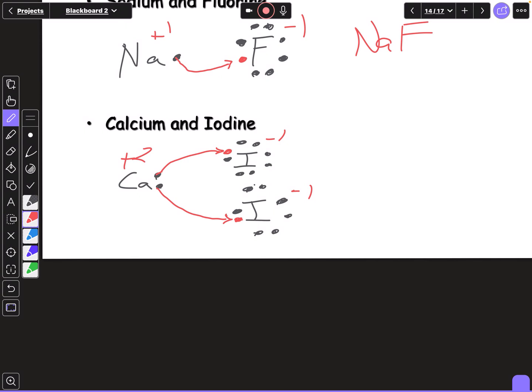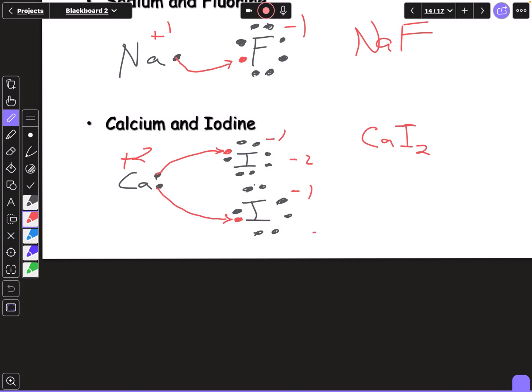So when we write the formula to balance the charge, 2 plus, -1 plus -1 is -2. 2 plus -2 equals 0, so that's what, a compound is neutral. The compound form would be CaI2. Now write 2 as a subscript. This right here means it takes 2 atoms of iodine to balance out the calcium atom, and that would be the neutral compound form. That's the formula for it.